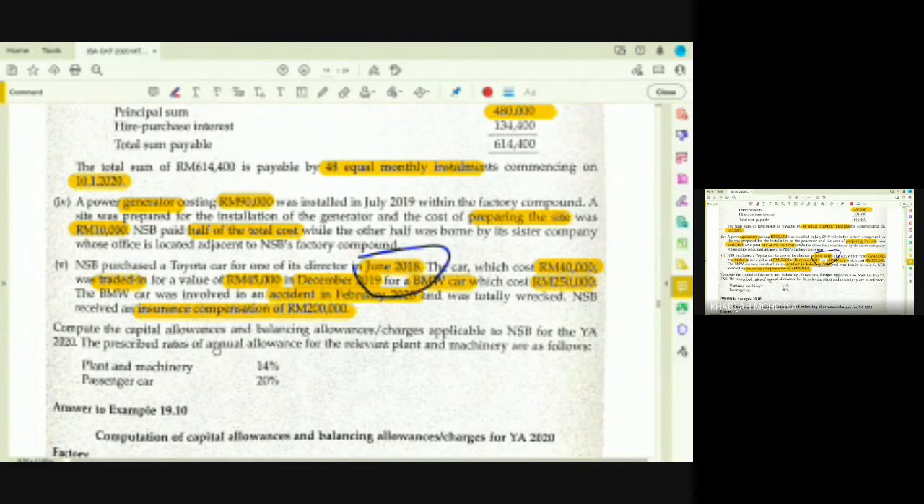Yeah, but in December 2019 you traded in, and in February 2020 you were involved in an accident. In the accident in February 2020, which is December, January, February, 3 months only. So when you are involved in an accident and it was totally wrecked, it means that it is a total disposal. So when you dispose, right? You only own the asset for 3 months. Do you have to claw back?